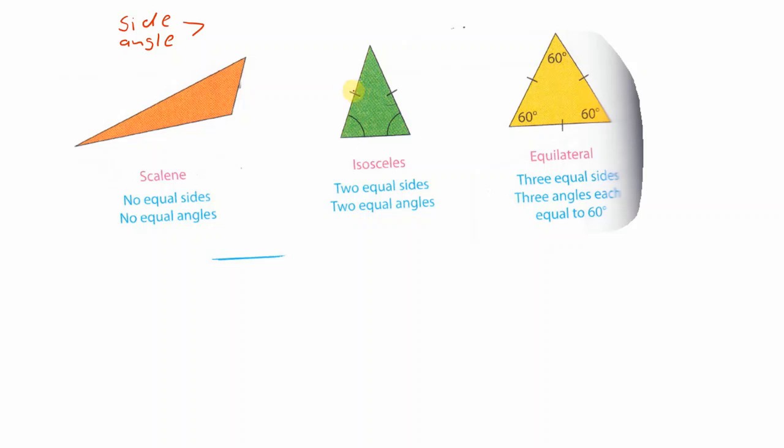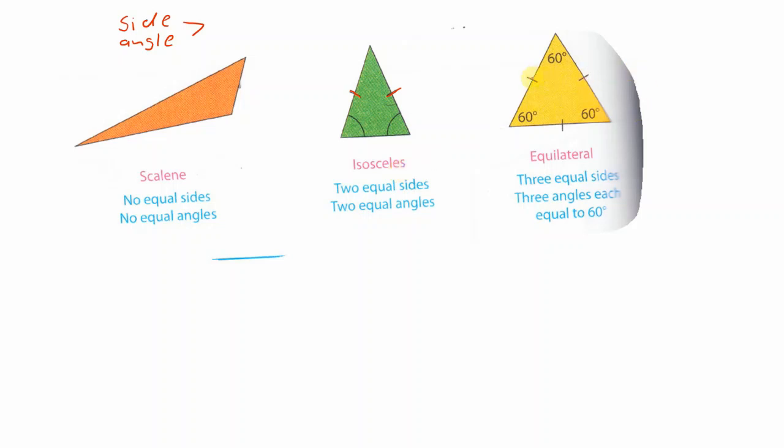Our other possibility is that two sides are equal. So remember this line here and this corresponding line there means that these sides are equal. It's the symbol for saying that they are equal. So we also see that we have two angles that are equal, because if two sides are equal, two angles will have to be equal. So when we have two sides equal or two angles equal, then we refer to it as an isosceles triangle.